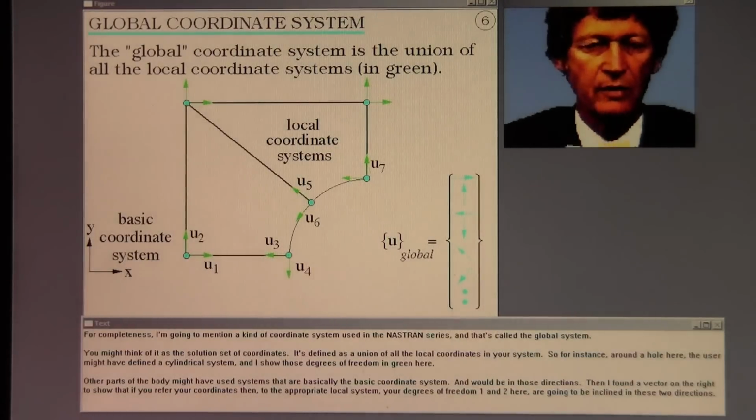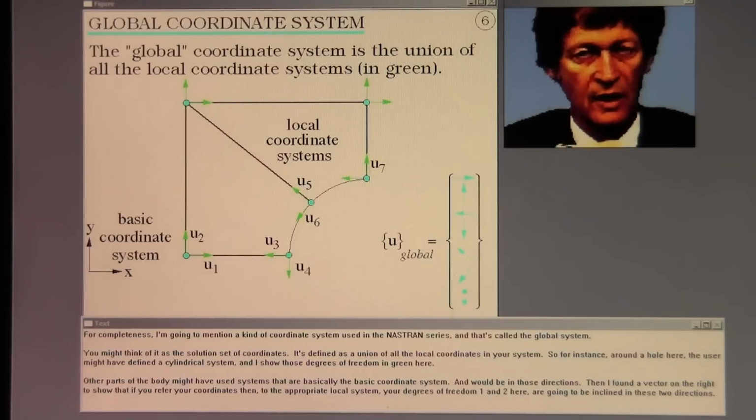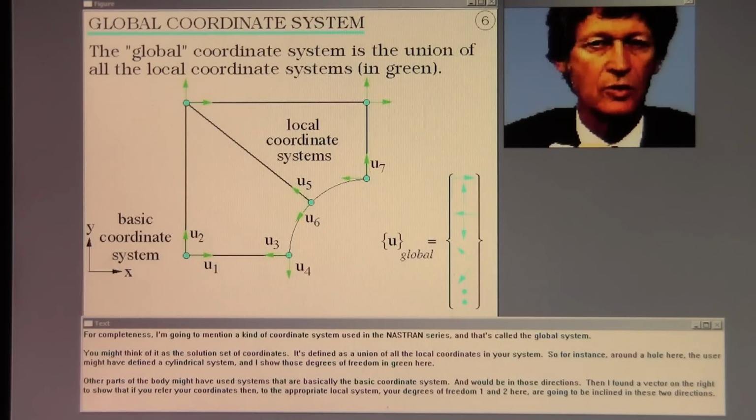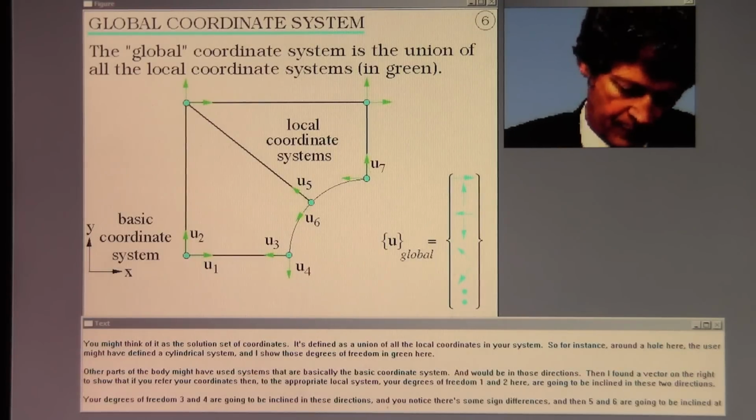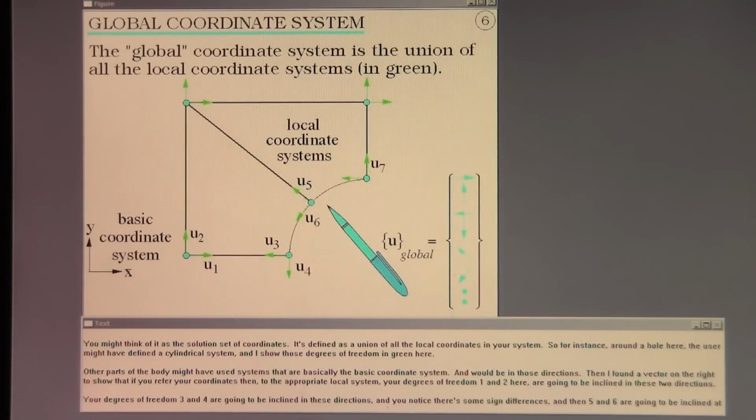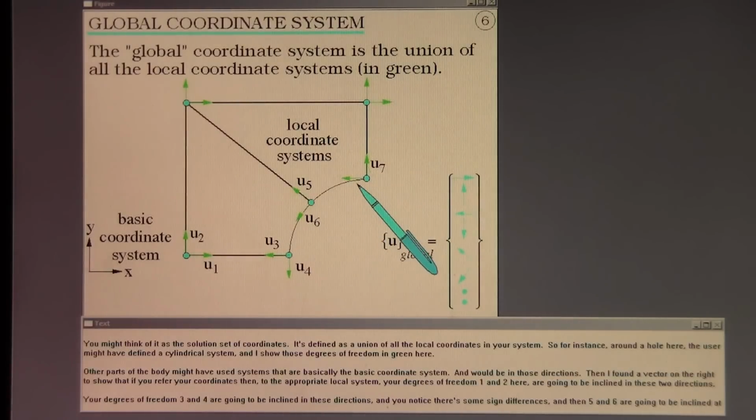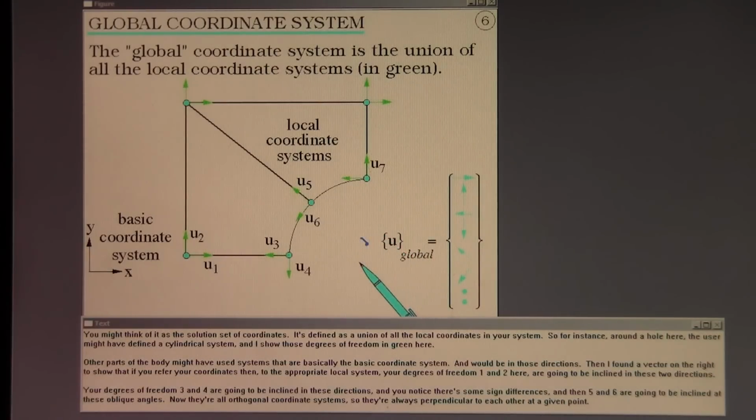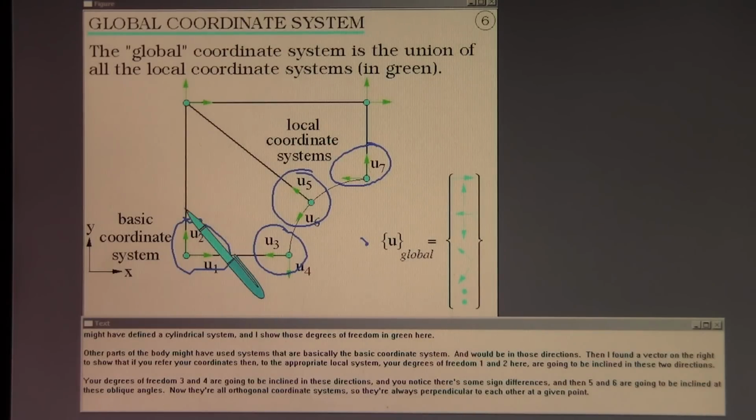For completeness, I'm going to mention a kind of coordinate system used in the Nastran series, and that's called the global system. You might think of it as the solution set of coordinates. It's defined as a union of all the local coordinates in your system. So for instance, around a hole here, the user might have defined a cylindrical system, and I show those degrees of freedom in green here. Other parts of the body might have used systems that are basically the basic coordinate system.